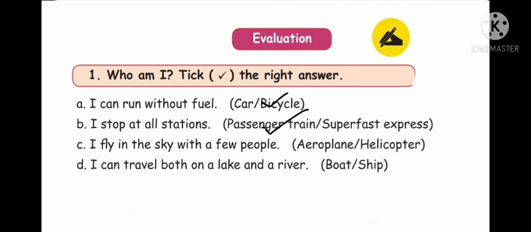Aeroplane or helicopter? The answer is helicopter. D. I can travel both on a lake and a river. Boat or ship? It is a boat.